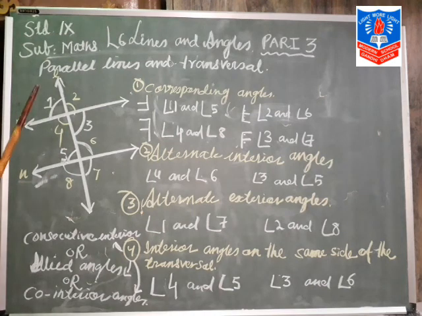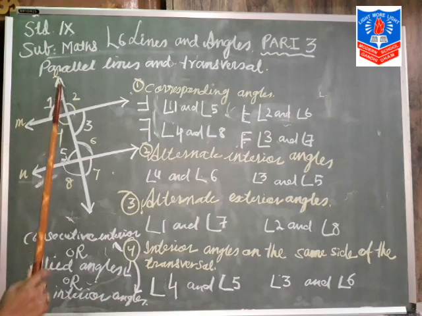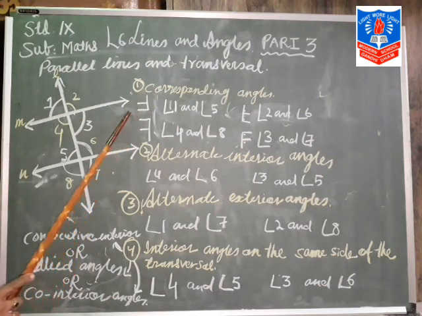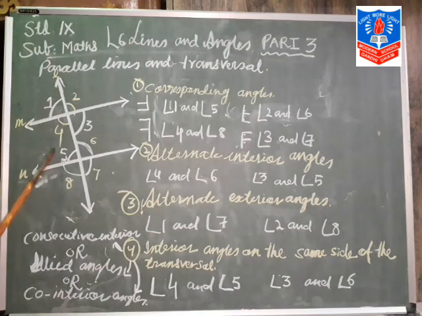Now corresponding angles: we have the F shape. This side, left hand side, right hand side. Again this side, left hand side, and again right hand side. So now you can get the idea of the F shape, children. 1 and 5, left hand side, and right hand side 2 and 6. Similarly here, 4 and 8, and 3 and 7.